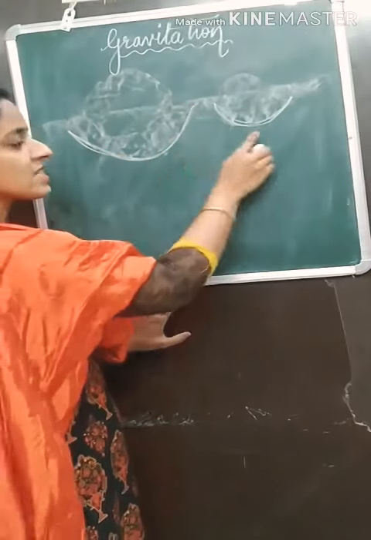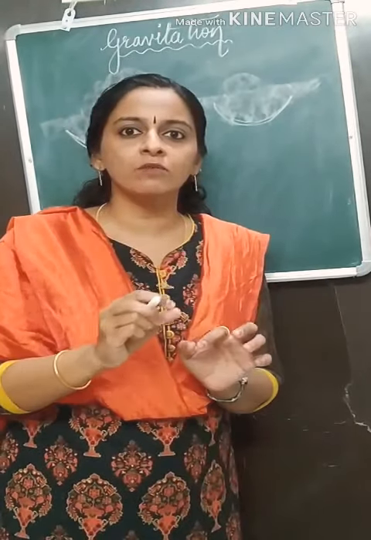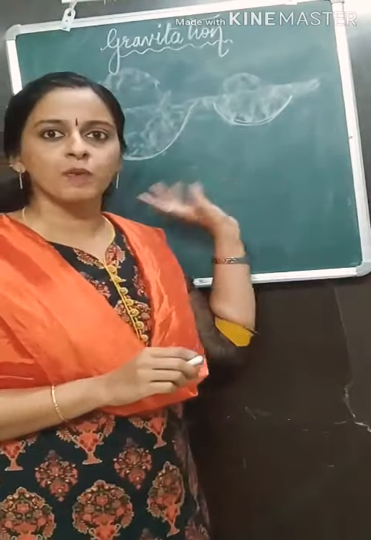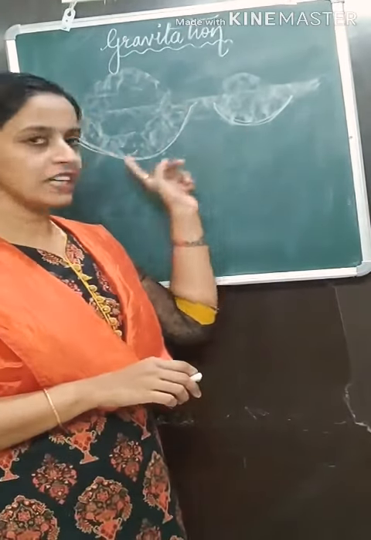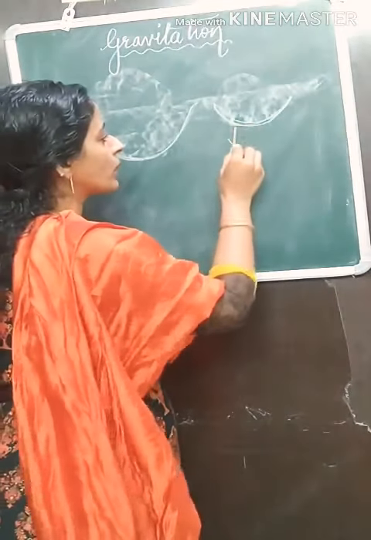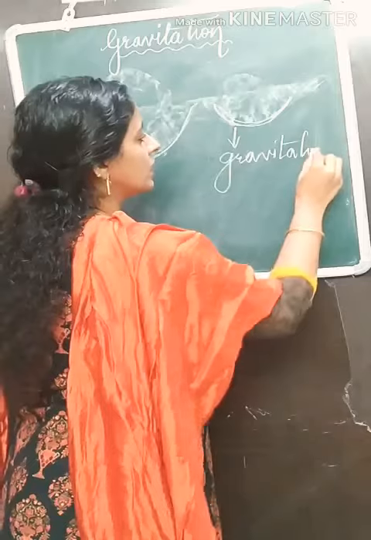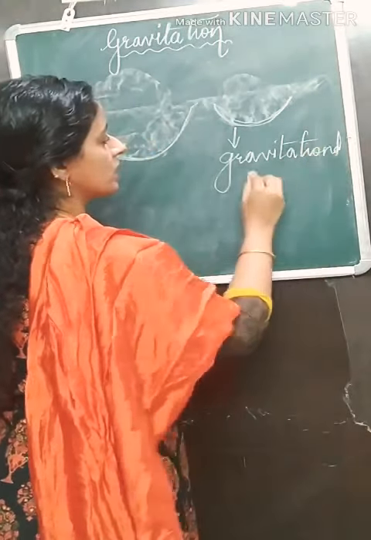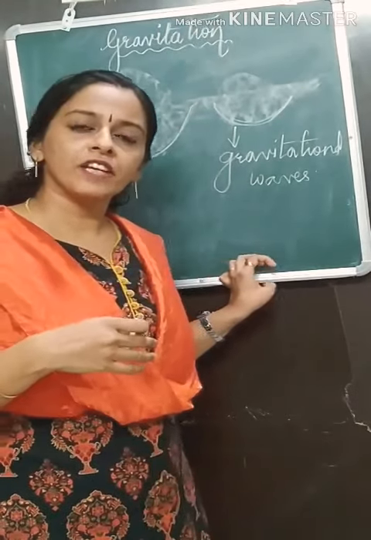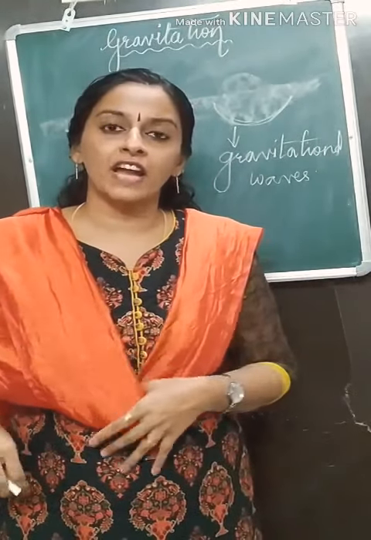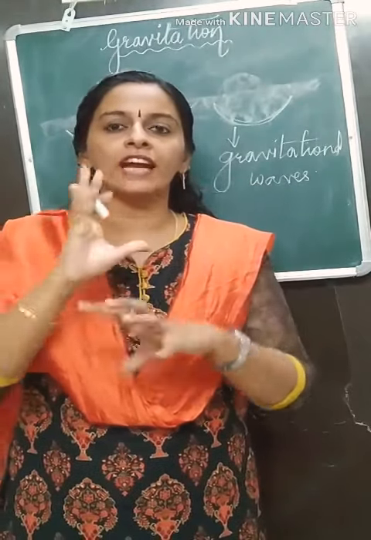Now when there is a disturbance, as you have ripples in water, in the same way there are ripples in space. The uniformity will get disturbed. So this condition leads to the formation of gravitational waves. Now, the intensity of gravitational waves becomes massive, enormous, when any two astronomical objects collide with each other.